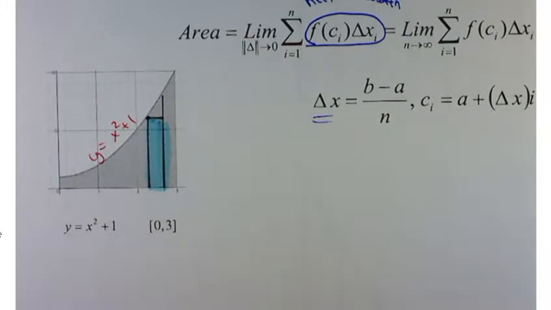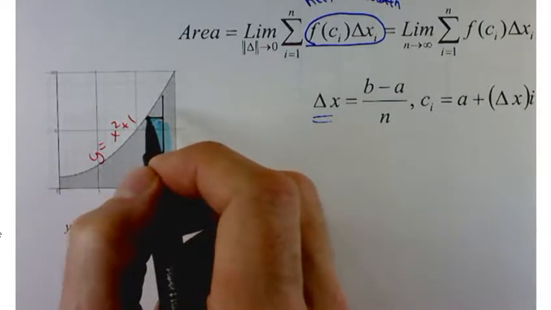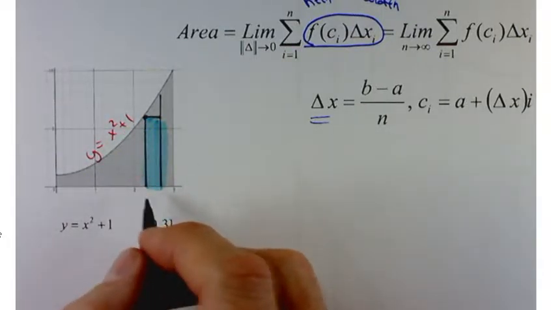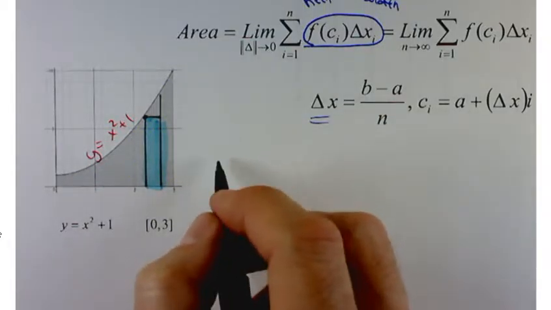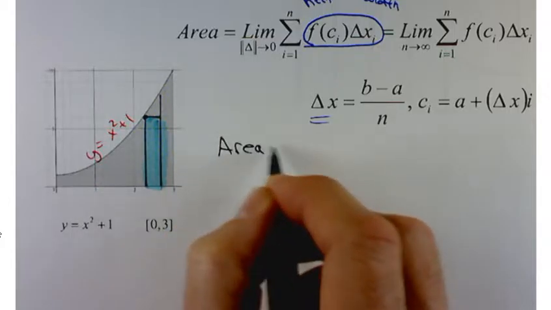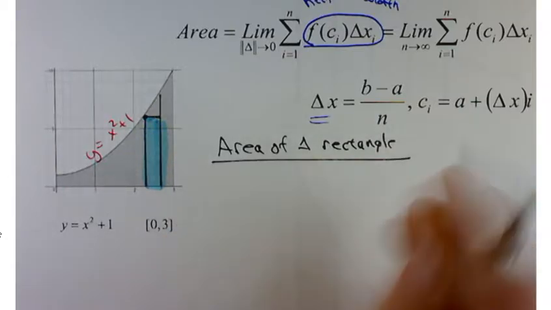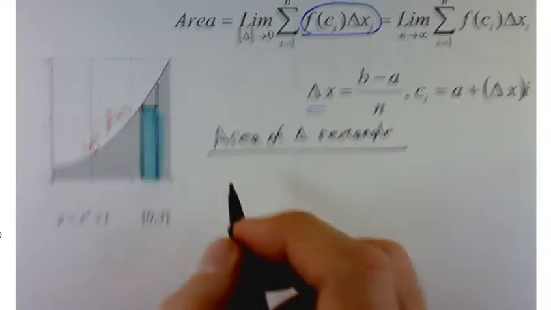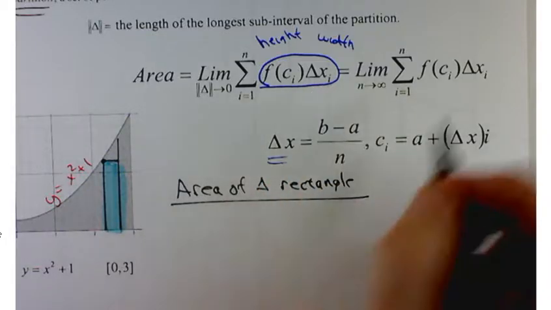Now, for convenience, not that you have to do it this way, but it is kind of convenient, we're going to assume that we're using the left-hand endpoint of these subintervals. Let's start by finding the area of one rectangle. And we're going to try and simplify this expression. So there's a few things that go into that. That's this expression, f of c sub i times delta x sub i.